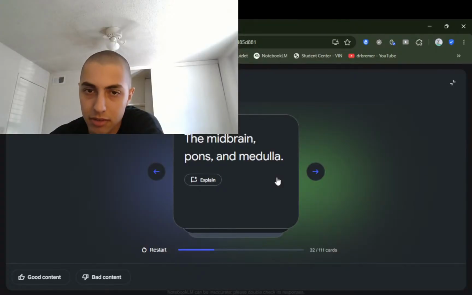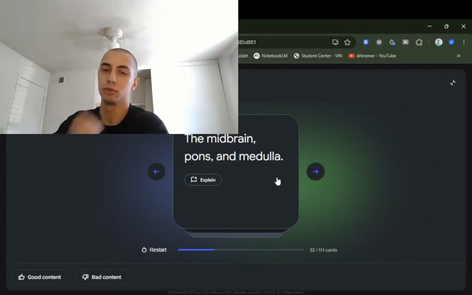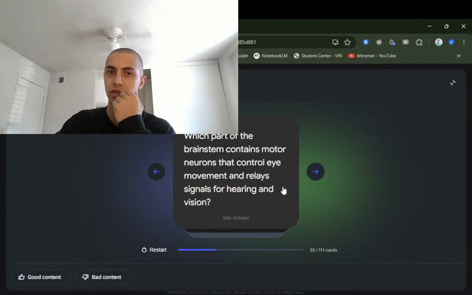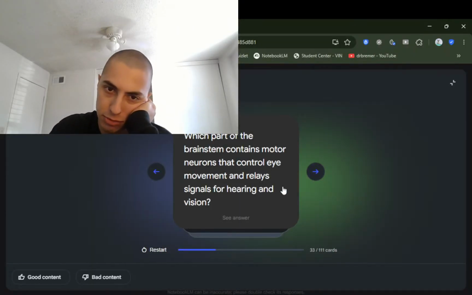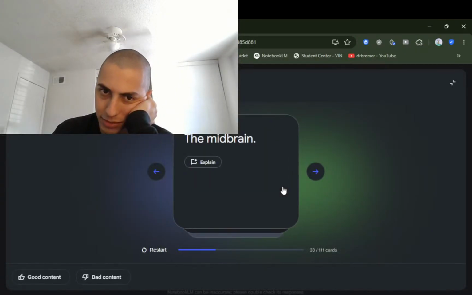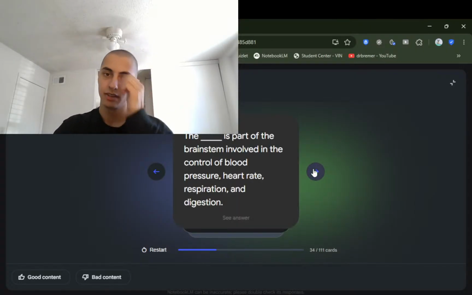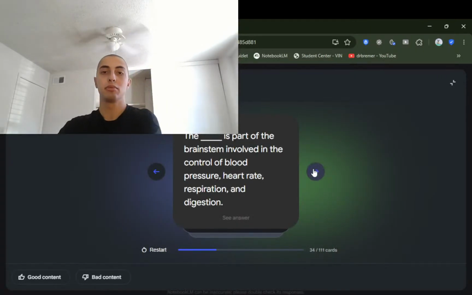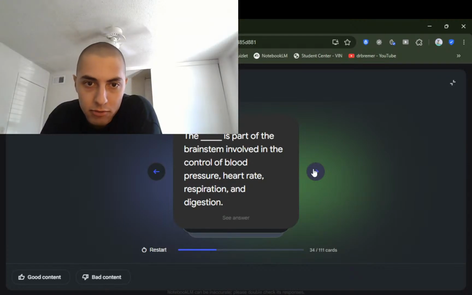What are the three primary structures of the brain stem? The midbrain, okay, I didn't know that. The midbrain, pons, and medulla. Which part of the brainstem contains motor neurons that control eye movement and relays signals for hearing and vision? The midbrain. The blank is part of the brainstem involved in the control of blood pressure, heart rate, respiration, and digestion.